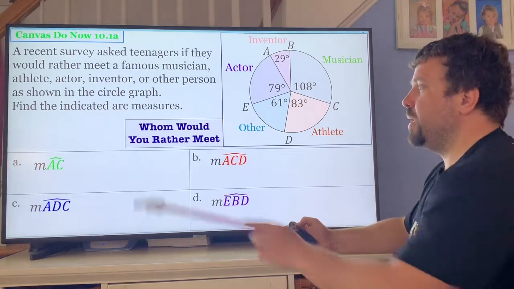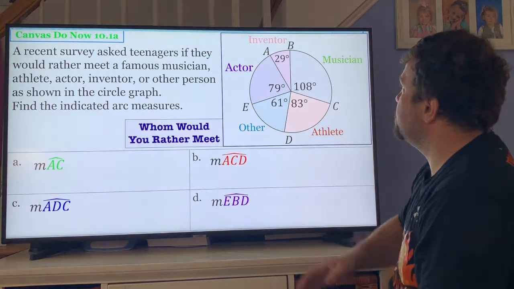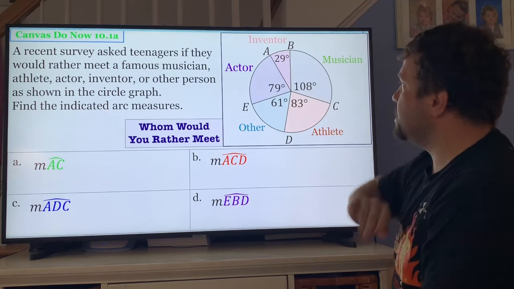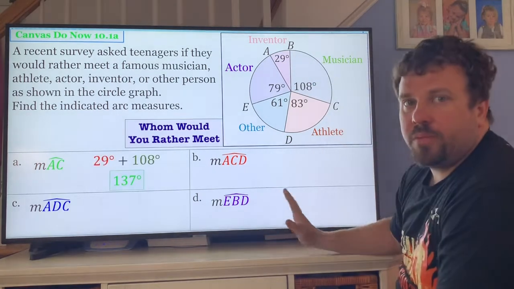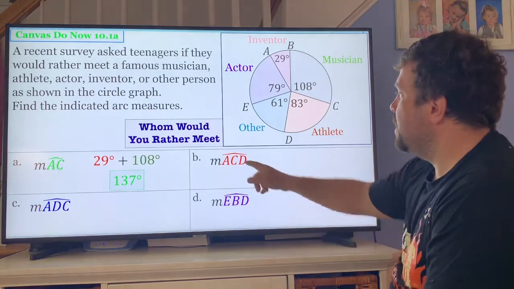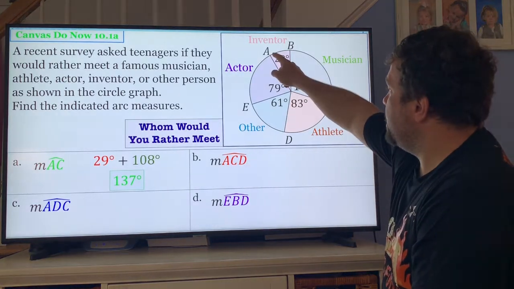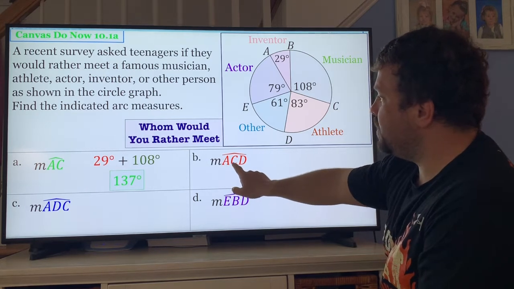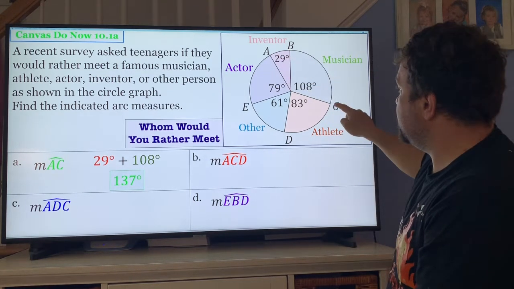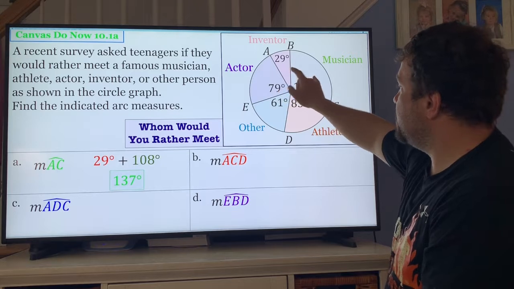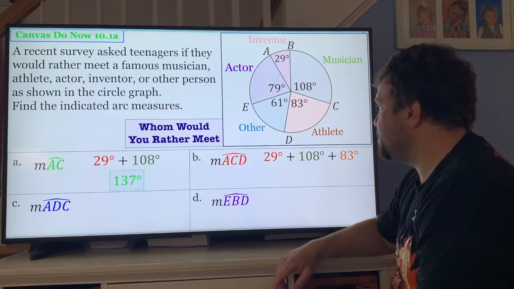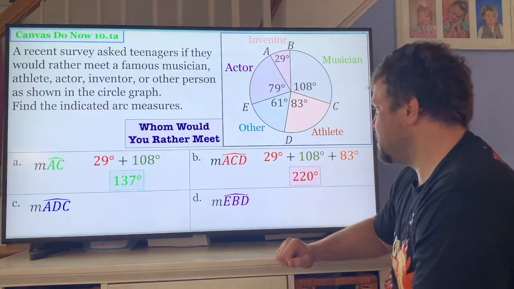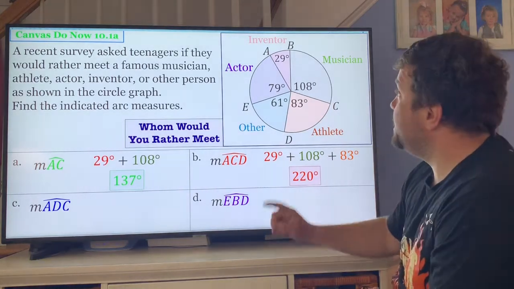So, measure of AC. A, C. Nope. Got to go minor arc. That's the inventor and the musician you're adding together. And you should have gotten 137. ACD. These have to be the endpoints, and the C has to be between the A and the D. So you're going A to C to D. That's an inventor, a musician, and an athlete. You feel like you're in 2nd grade again. 220 degrees. Got it?